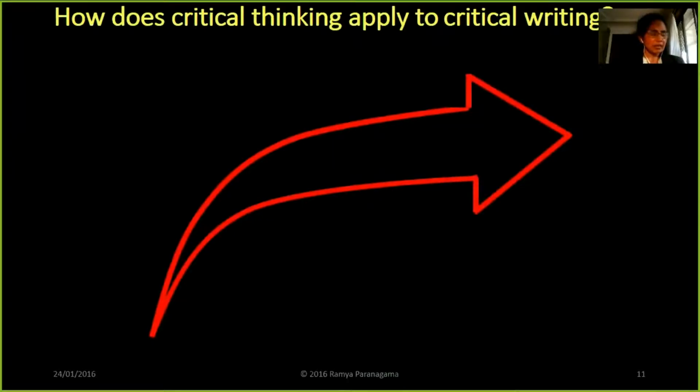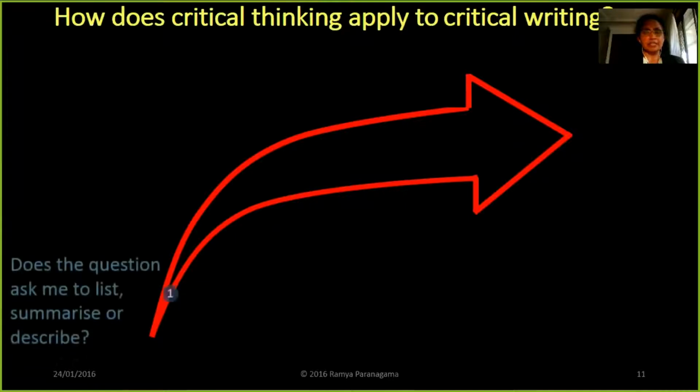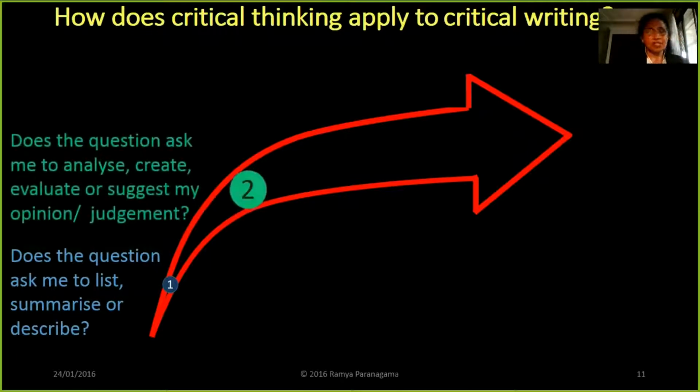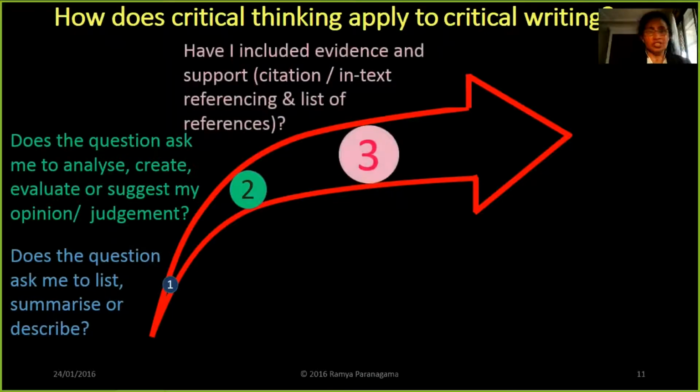Now we are going to look at how critical thinking is applied to critical writing. There are 4 stages to go through. First stage is, ask this question of yourself: does the question ask me to list or summarize or describe something? The next stage, ask, does the question ask me to analyze, create, evaluate, or suggest my opinion or judgment? The third stage is, have I included evidence and support?